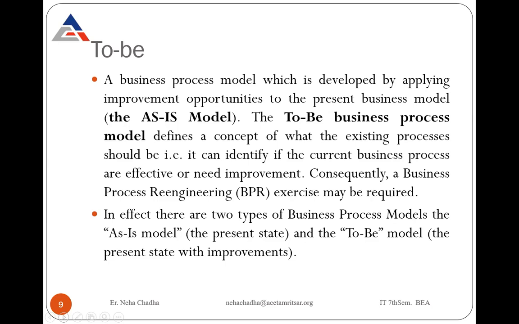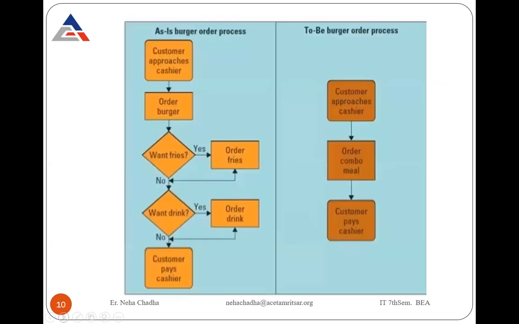In effect, there are two types of business process model: as-is and to-be. This is a very generalized question: you have one existing system and you have to think about what your to-be system is. It may vary from the thinking of one person to another. It may be possible that I think in one way and you think in another. I want some changes this way or you want changes that way. Let's find out with examples.